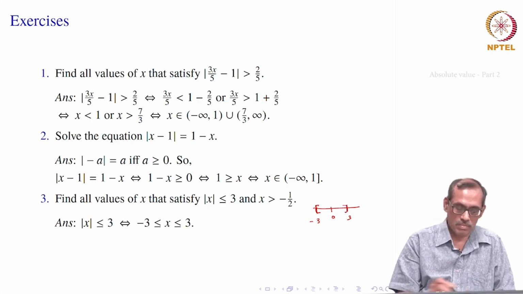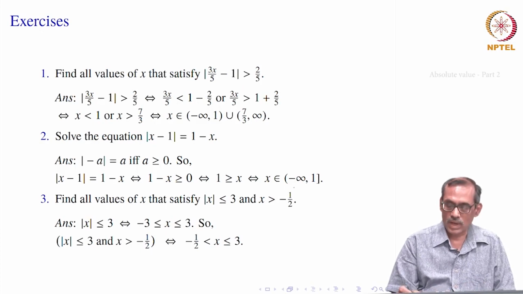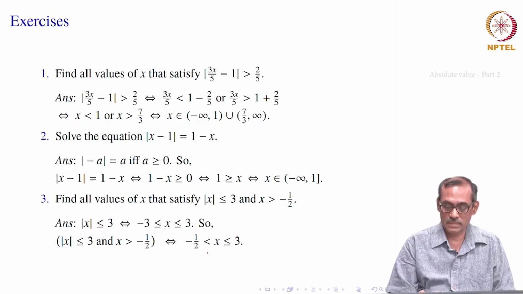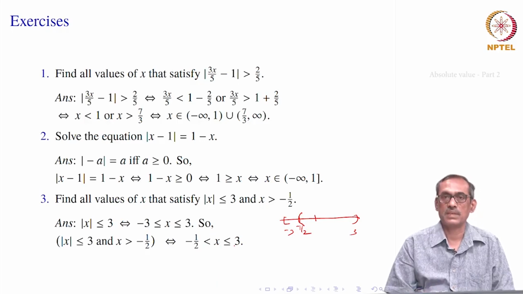Okay. Now, you have to combine both. So, once I have the other one, x is bigger than minus half, we would get mod x less than or equal to 3 and x greater than minus half. That is the same thing as saying x is between minus 3 and 3 and x is bigger than minus half. So, that means it is really this one, x can be here, that is minus half less than x less than or equal to 3.